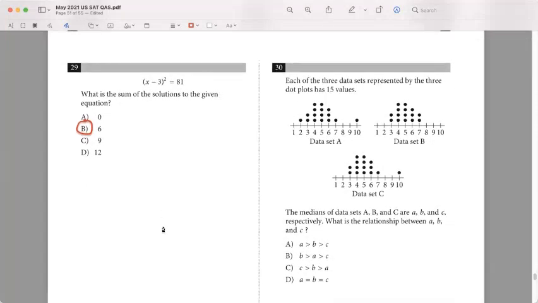Each of the 3 data sets represented by the 3 data plots has 15 values. The medians of data sets A, B, and C are small a, small b, and small c. What is the relationship between them? If there are 15 values, the median in each case will be the 8th value, right? So 1, 2, 3, 4, 5, 6, 7, 8.